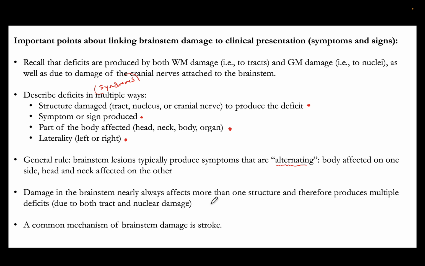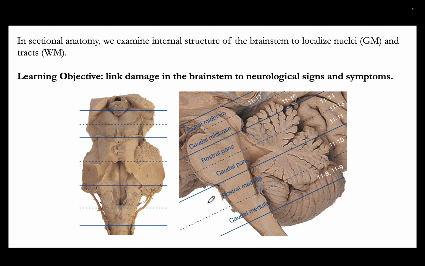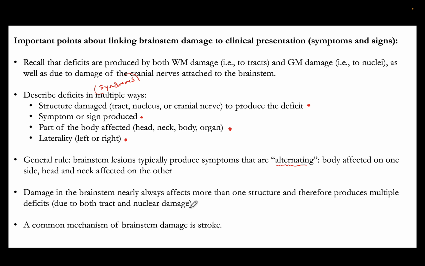In addition, because we're in a tiny, tiny structure here, it's easy to forget when we look at these big pictures like this, right? But the brainstem is sort of the diameter of your thumb or less along most of its length. And so damage in this compressed region of nuclei and tracts nearly always affects more than one structure and therefore produces multiple deficits.